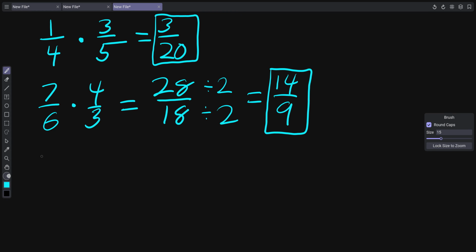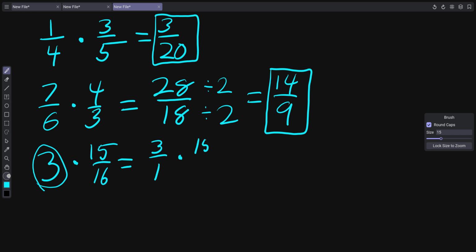Let's try something a little different. Let's say we had 3, so we have a whole number, and we wanted to multiply this by 15 over 16. Well, what we could do is we could turn 3 into a fraction, so we could do 3 over 1, and we can multiply that by 15 over 16. 3 times 15 is going to equal 45, and 1 times 16 is just going to be 16, and this is going to be our final answer.